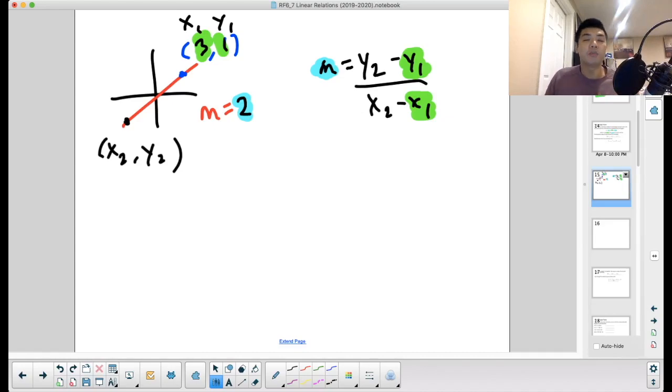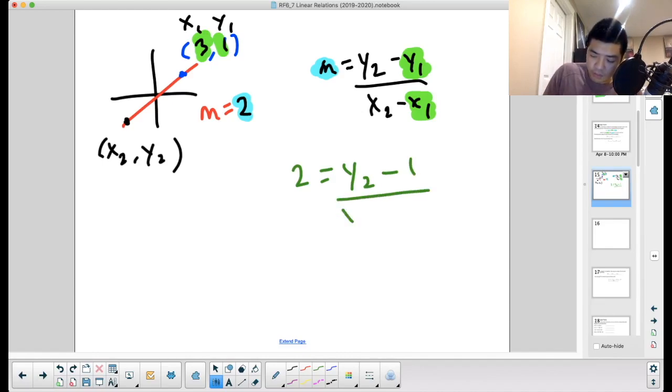Now, just because our slope formula has 1s and 2s doesn't mean we can't change it to something a little bit different. We could change the order of the subtraction. Essentially what we've done is we can go ahead and substitute in our values that we just figured out. So we have 3 and 1, and we have the 2 there. So we could have 2 is equal to y2 minus 1 over x2 minus 3.